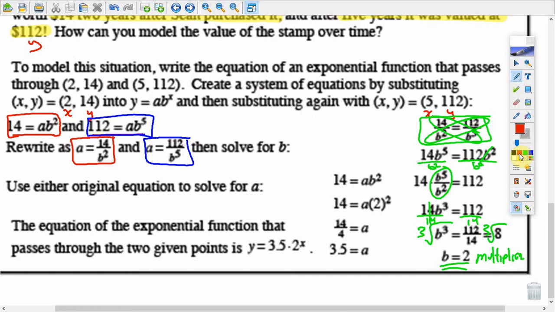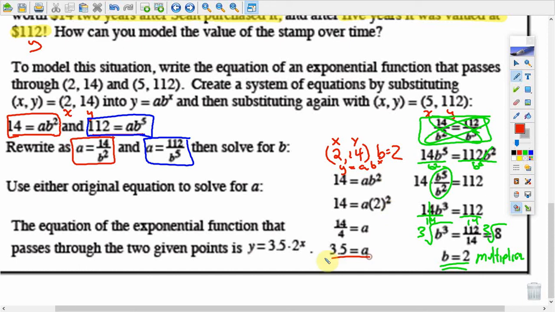Now that we know the multiplier, we're going to pick one of our other points. In this case, it looks like they picked (2, 14) to plug in for x and y, and then use the new multiplier of 2 for our b to solve for a. So we go y equals ab to the x. We plug in 2 for x, 14 for y, 2 for b. We get 14 equals ab squared, or 14 equals a times 2 squared because the b is 2.